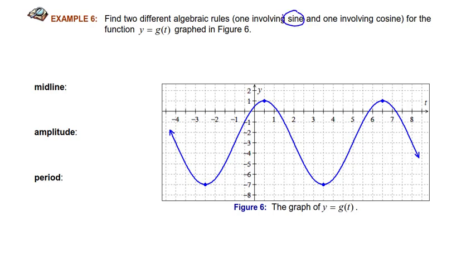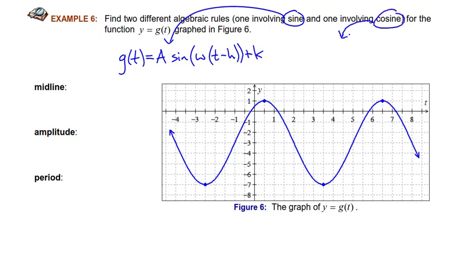And when it comes time to find a sine formula, we're going to want it to look like this. G of t equals a sine omega t minus h plus k. And when it comes time to find a cosine formula, we're going to want it to look like this. G of t equals a cosine omega t minus h plus k.